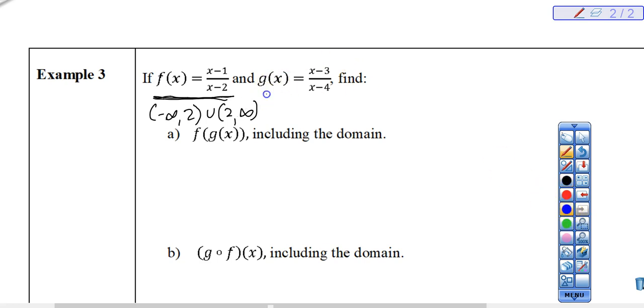Switch into my blue pen. Let's find the domain of our g of x. x is not allowed to be 4. So let's eliminate 4. Open that domain up.